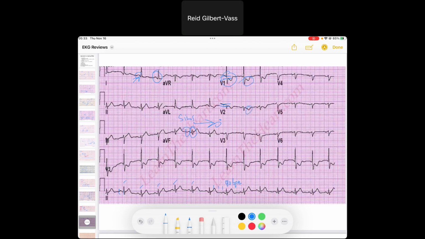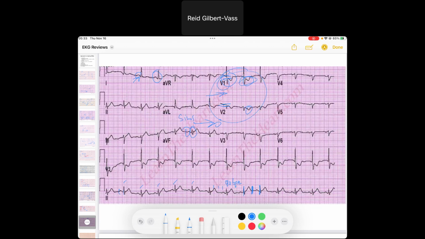So this might be concerning for some septal ischemia based on the distribution anatomically. Otherwise, our QT interval does not seem to be prolonged, maybe borderline. And so I'd call this a sinus rhythm with some ST depression in V1 and V2.